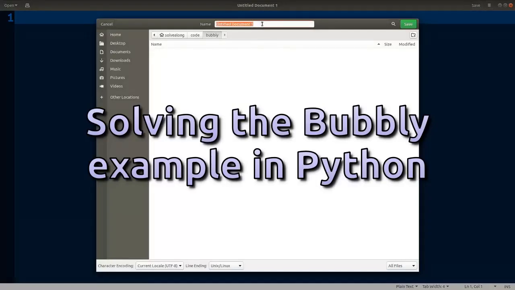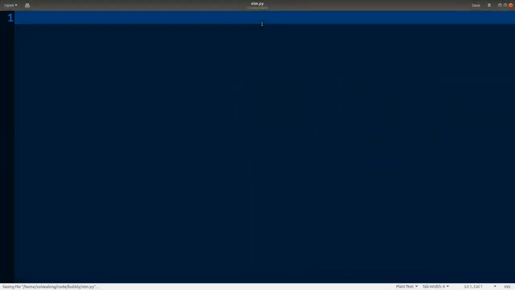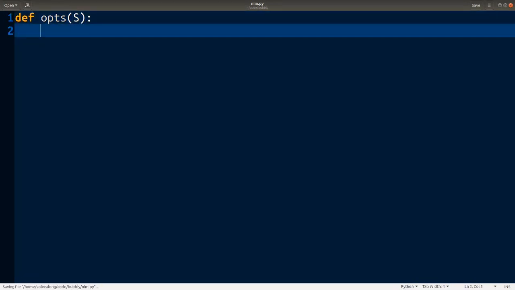So let's do that. I'm going to call this nim.py. Just because this first program is only going to be able to solve the Bubbly configurations that are equivalent to nim games that I mentioned earlier. We'll do a full Bubbly solution after this. This is going to be a pretty short Python program. I'm not going to explain every line that I write, but I will go into a little detail of the lines that encode the concepts we're using. All right, the first thing we're going to need is a function that, given a state, will tell you all of the options for that state, all of the states that you can reach directly from it.